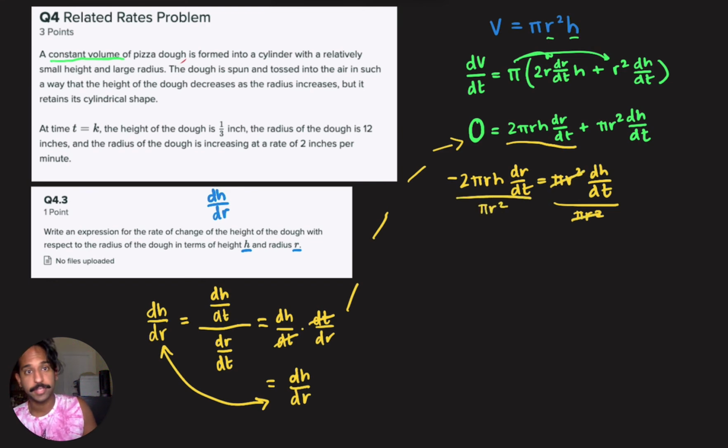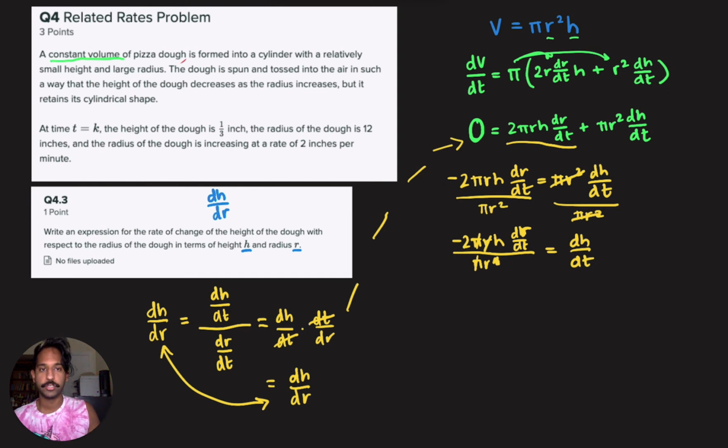I know those parts will cancel, and so I'm going to be left with negative 2 pi r h dr/dt over pi r squared. These pi's will cancel, right? Because pi divided by pi is 1. This equals dh/dt. This r and one of these r's will get rid of each other, and so I'm going to rewrite this just a little neater. Negative 2h over r times dr/dt equals dh/dt.